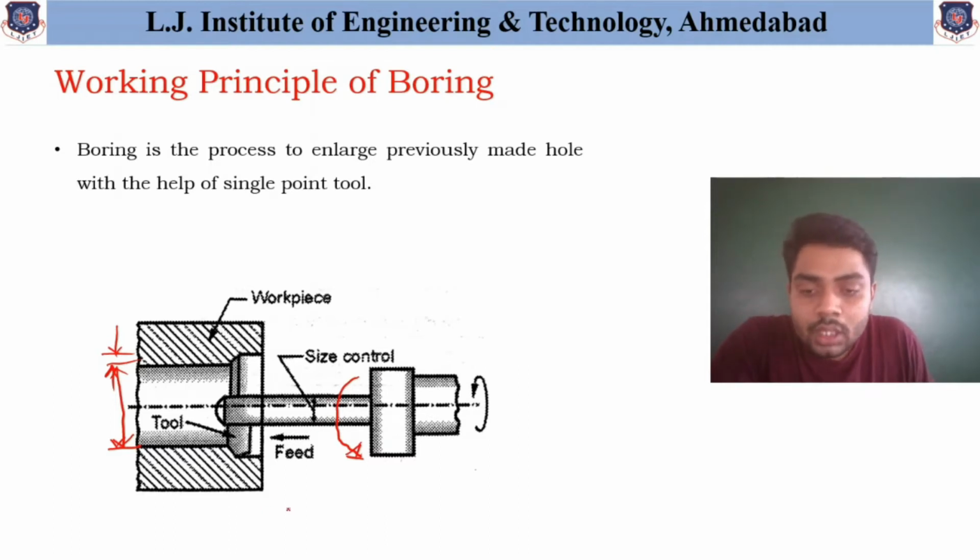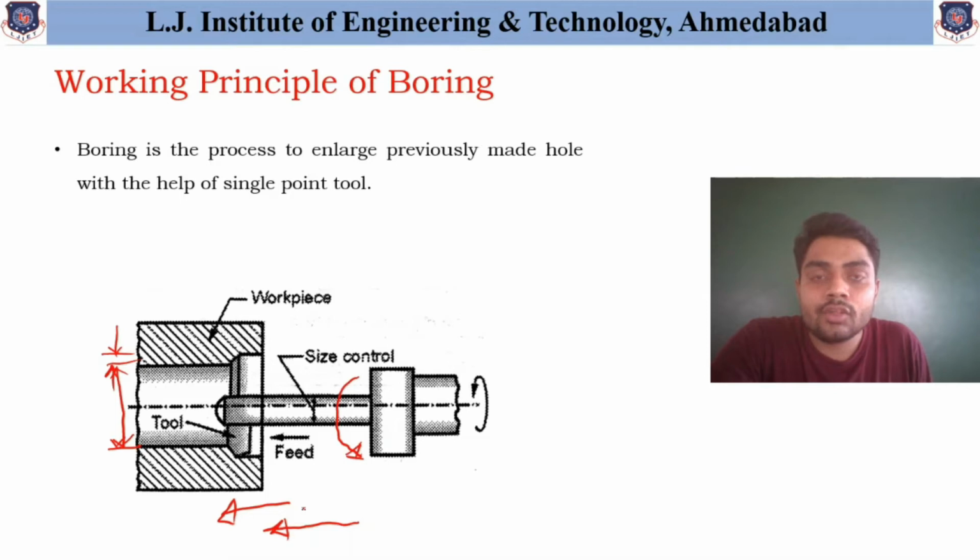Similarly, up to how much depth we want to increase this diameter is also important. So that's why this tool is fed towards the diameter up to the range that is required for performing that particular operation. So in simple terms, the primary rotary motion is the main important motion, and the auxiliary motion is the inward and outward movement of the tool or maybe of the workpiece.